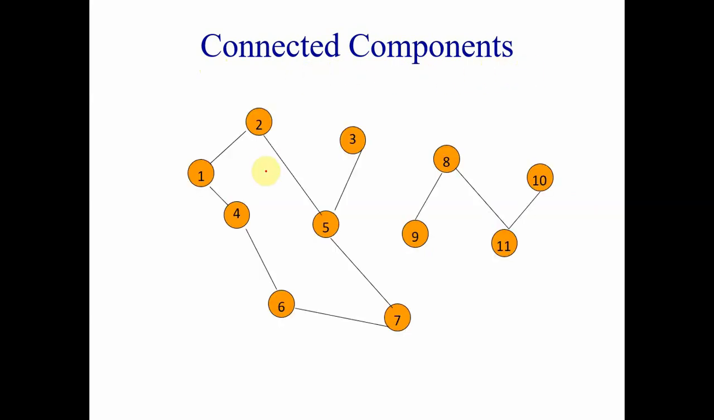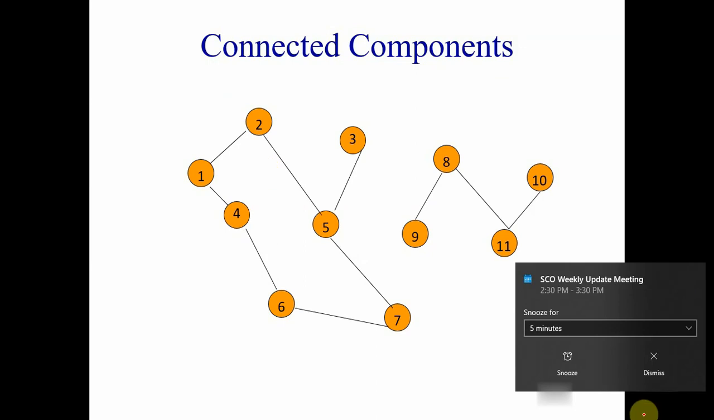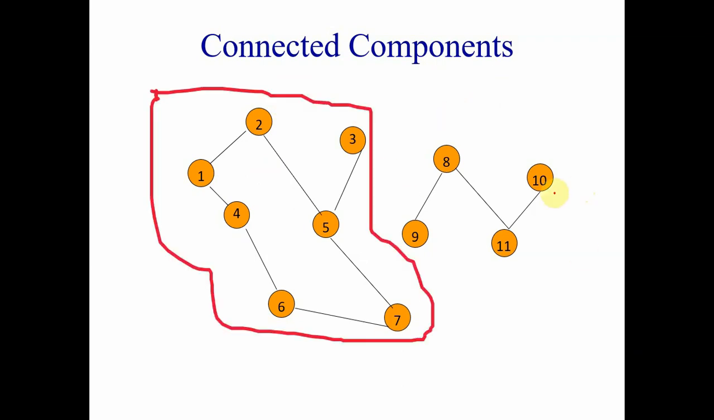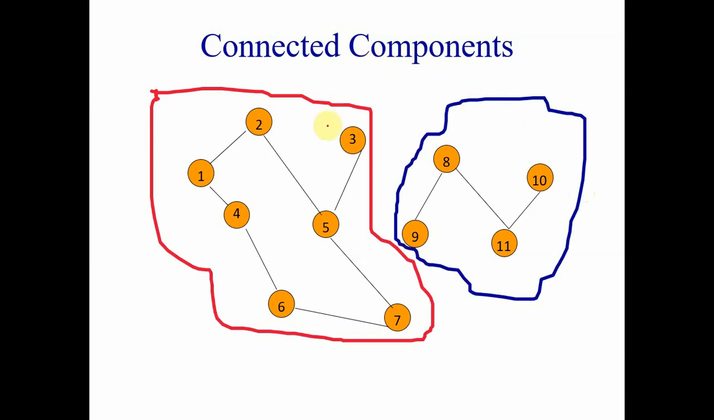Then we come to another term, which is called components. In this case, as mentioned previously, this graph is not a connected one. But if we look at these nodes and this node, they can be said to be independent components. Within a component, all the nodes are connected.